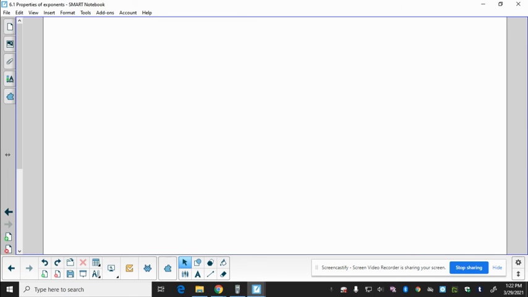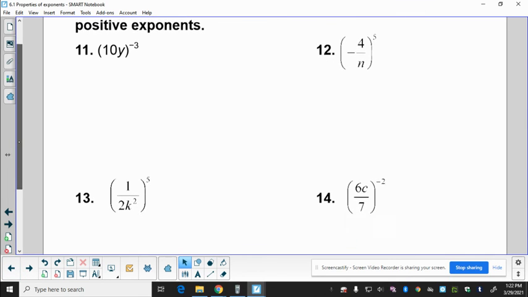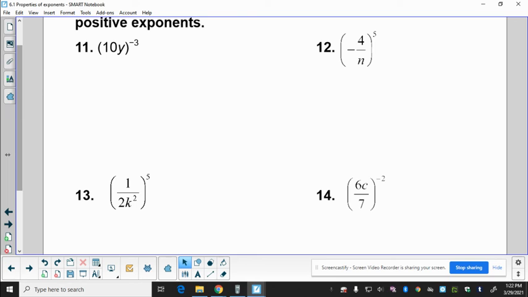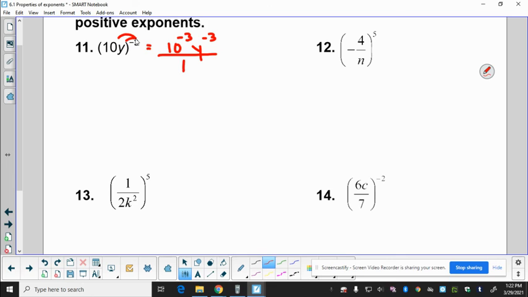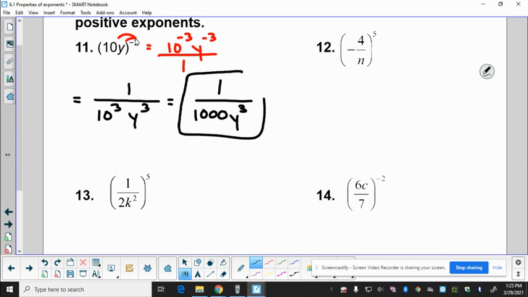Okay. Let's try some practice here. What do you think about number 11? So this gets applied to both. So this would be 10 to the -3, y to the -3. Now that is a reciprocal. Think of it as over 1. You're going to remove everything. So this will be 10 to the 3rd power, y to the 3rd, with a 1 on top. And 10 to the 3rd is 1,000. All right, there we go.